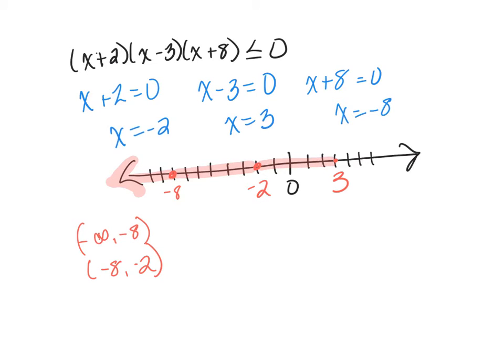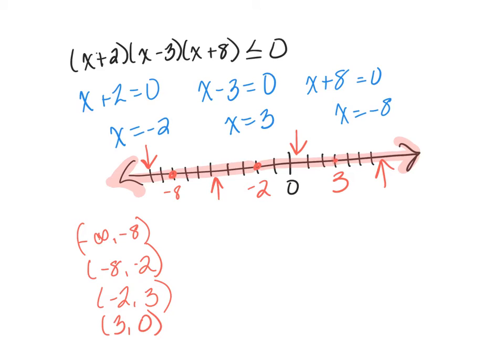That's our next interval, negative 2 to 3. And then our last interval is 3 to infinity. So I got these intervals by finding my critical values and putting them on the number line. This is an interval, this is an interval, this is an interval, and this is an interval.